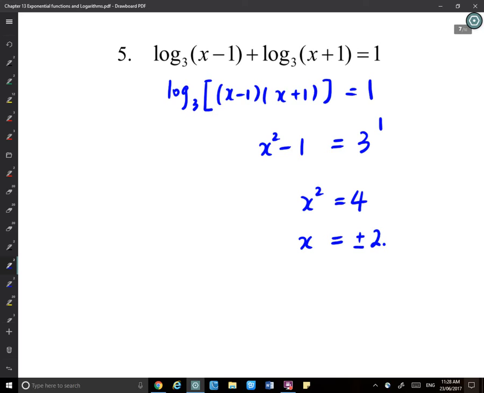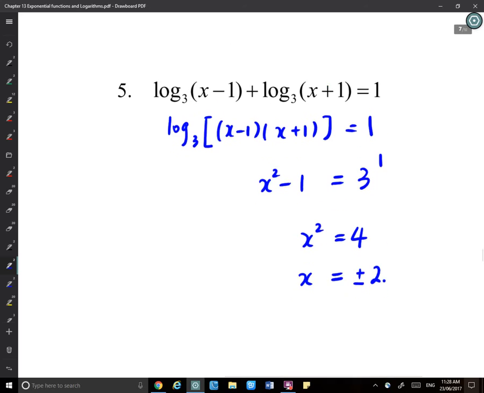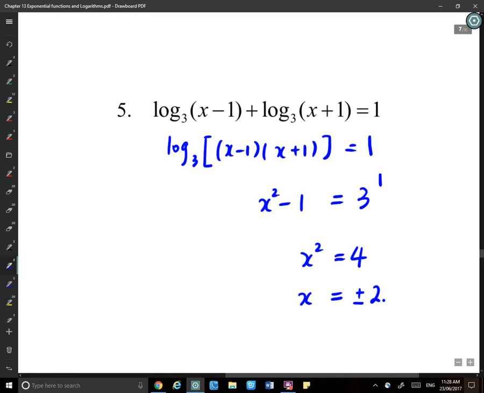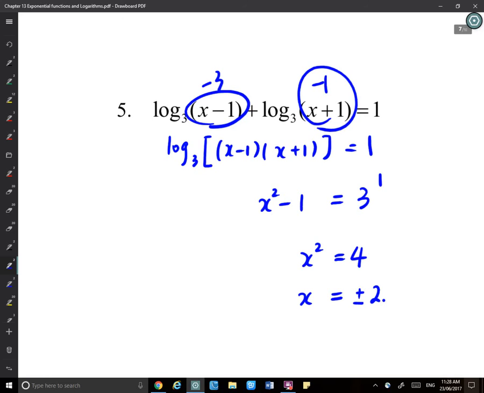Which number can't you take the log of? If you substitute negative 2 into the first bracket, you have negative 3 in this bracket. Negative 2 into this one, you have negative 1 in this bracket, which is two negative numbers, which means it can't be suitable for your domain.